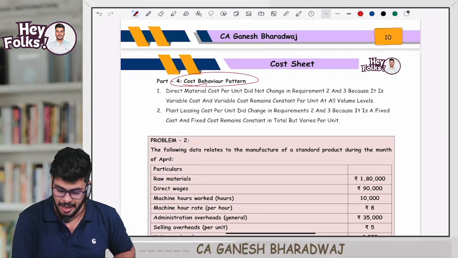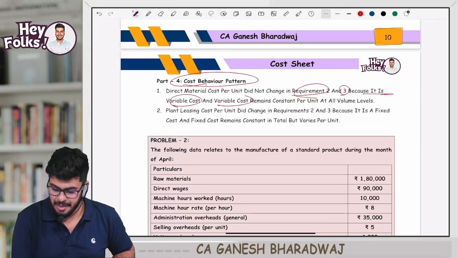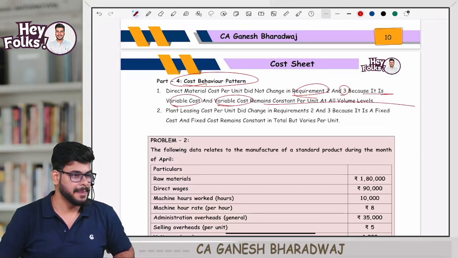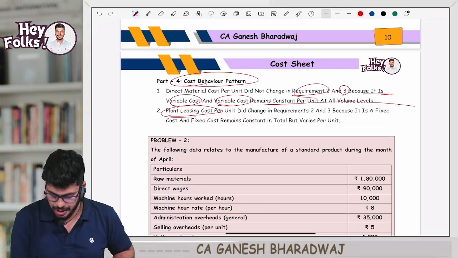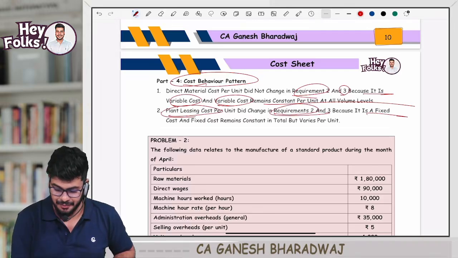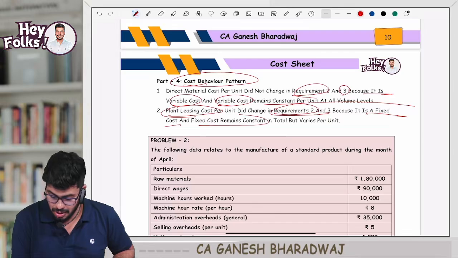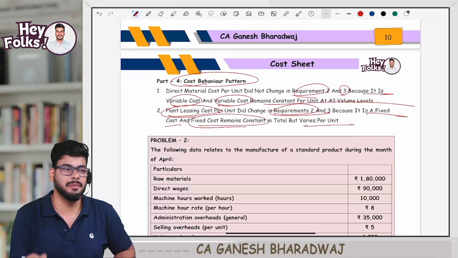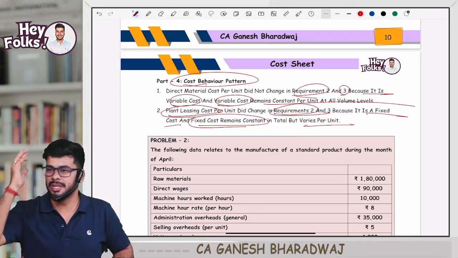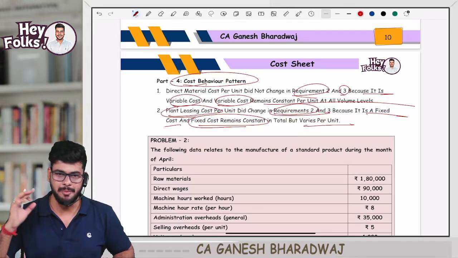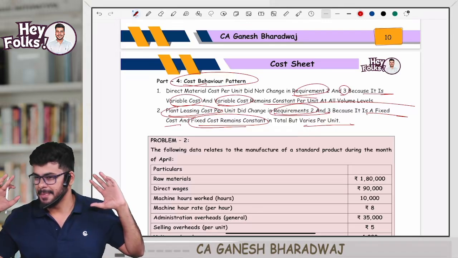Cost behavior pattern. The direct material cost per unit did not change in requirement 2 and 3 because it is a variable cost, and variable cost remains constant on a per unit level. Similarly, your plant leasing cost per unit did change in requirement 2 and 3 because it is a fixed cost, and fixed cost remains constant in total but varies on a per unit level. To be more specific, it drops on a per unit level if you increase your output. Guys, are you all able to understand this? Any problem here?